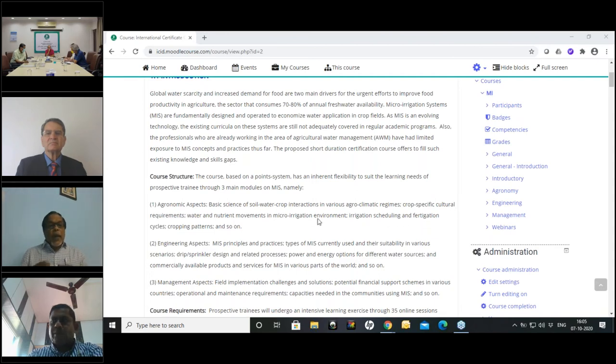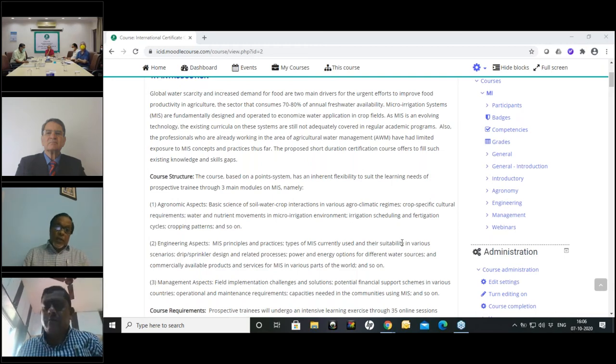So this is what I call the software part of micro irrigation. The software part and the hardware, which is the system per se, have to be married well, and then we present it to the farmers. This is exactly what Jain Irrigation over the years have done.